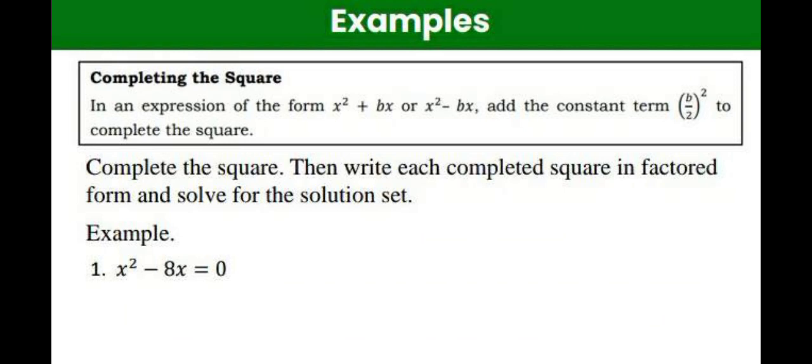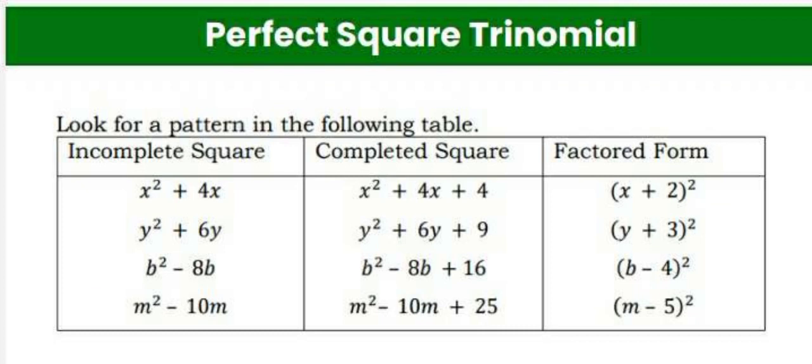Examples. Complete the square, then write each completed square in factored form. Example, x squared minus 8x equals 0. Perfect square trinomial. Look for a pattern in the following table. Incomplete square: x squared plus 4x, y squared plus xy, b squared minus ab, m squared minus 10m, with their completed squares, like that, as you can see on the screen.